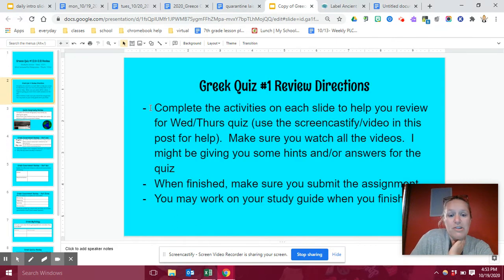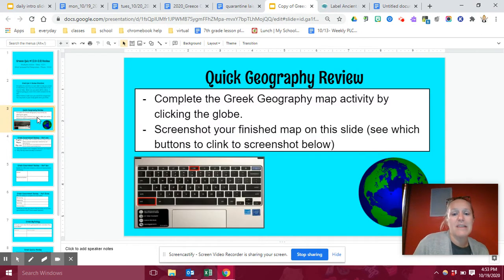All right, so directions, basically you're gonna watch the video, which you're already watching now, and pause whenever you need to fill in the blank spots on your Google Slides. When you're finished, make sure you submit the assignment, and then you can work on your study guide if it's not finished, or you can work on the quizzes on the final slide or in the stream. All right, so first thing is a quick geography review.